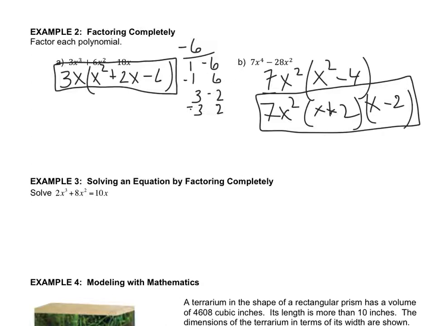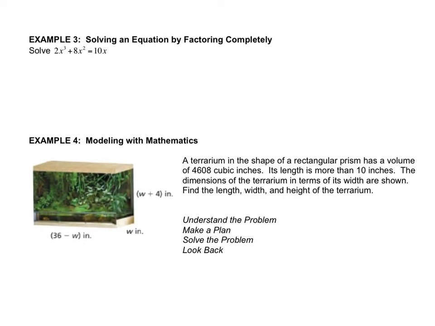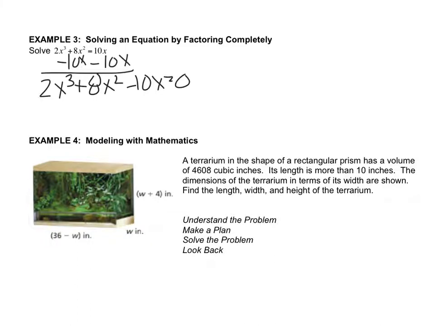Next, we want to look at an example where we're solving an equation, finding the solution, not just factoring. So we still have to think about, how do we solve an equation? Well, again, when we did our equations, we had to get that 0 on one of our sides. So for this example, the very first thing I need to do is get that negative 10x brought over to the left side. I would get 2x cubed plus 8x squared minus 10x equals 0. Now I can focus on the factoring part since I have that 0 on one side.